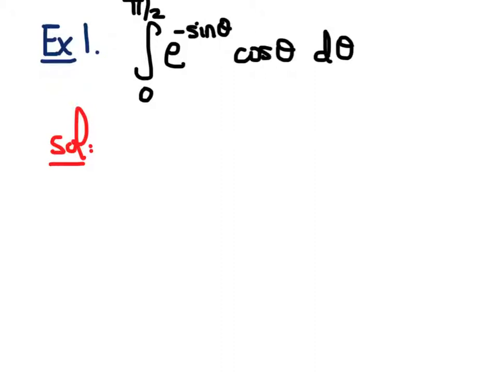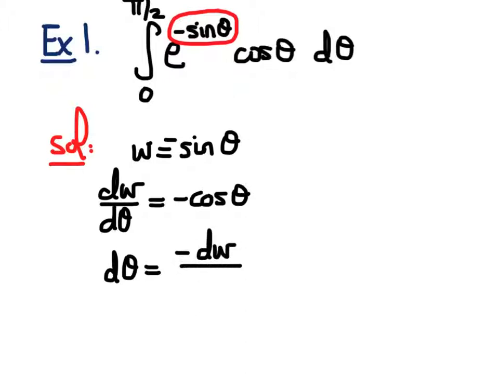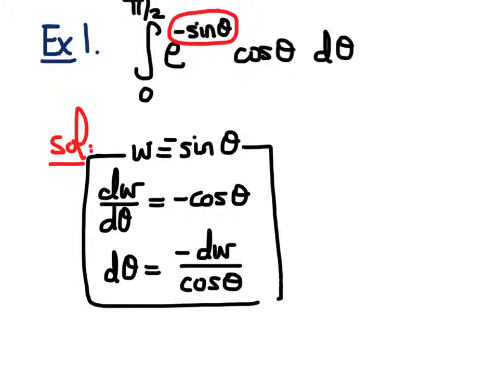So a natural selection for our substitution in this case is minus sine of theta, so we're going to set our w equal to negative sine of theta. And then we're going to find the derivative of this w with respect to theta, which is negative cosine of theta. And we solve this for d theta. So you end up with negative dw divided by cosine of theta. So this is where all the work is done for our substitution.